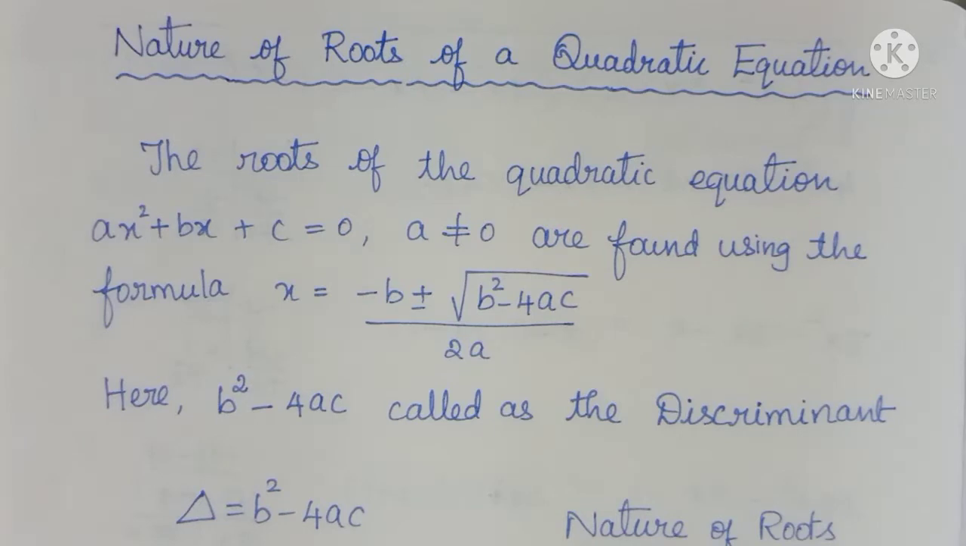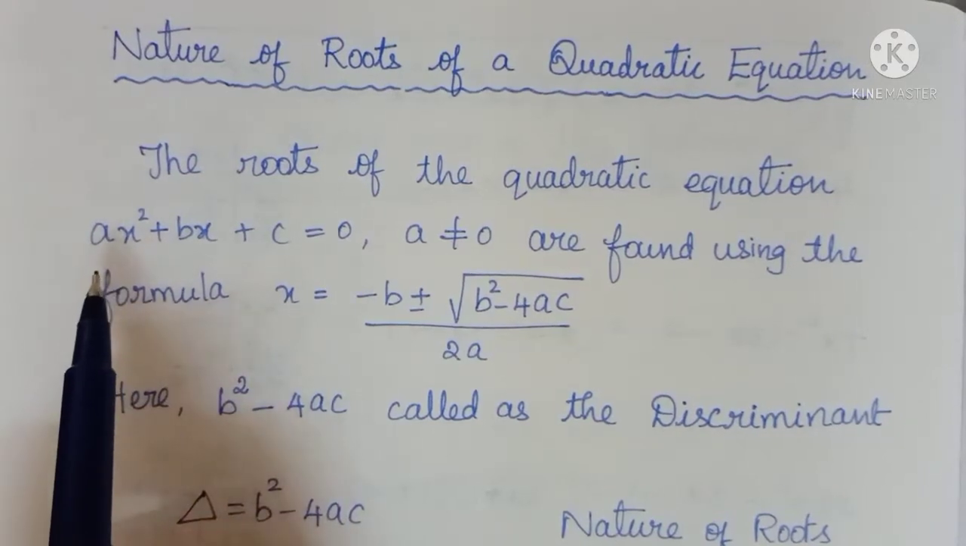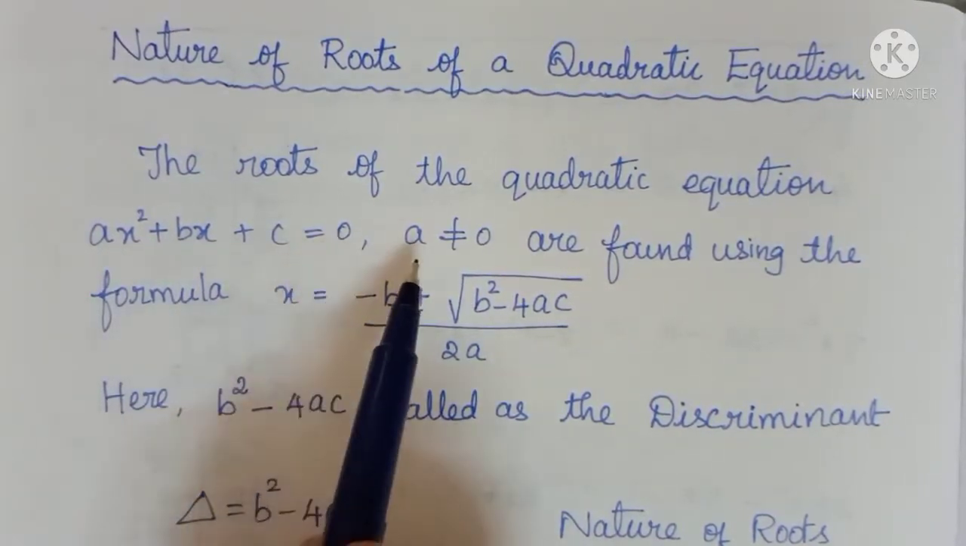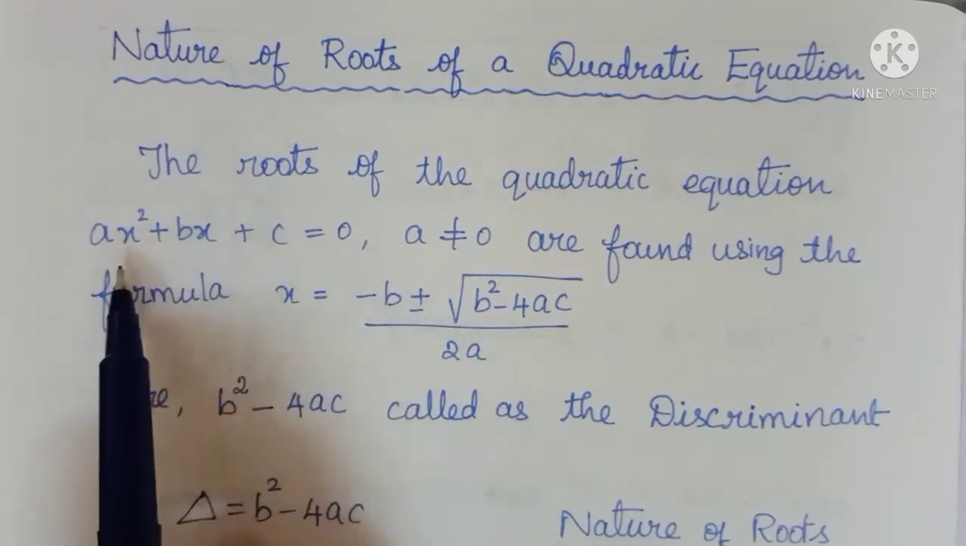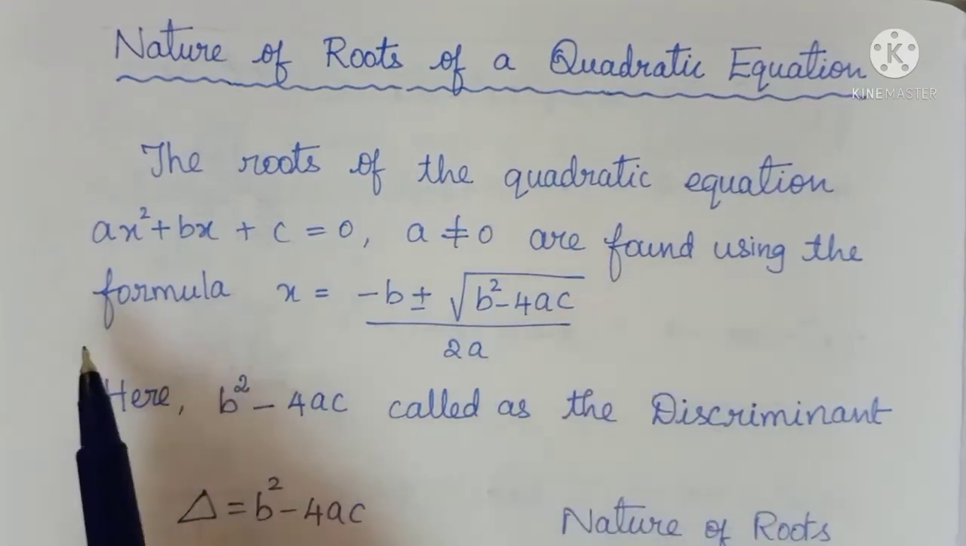Now we are going to see the nature of roots of a quadratic equation in algebra. First we are going to see the quadratic equation form. What is the quadratic equation form? The general quadratic equation is ax squared plus bx plus c equal to 0, and a not equal to 0. That is the quadratic equation everyone knows. Its roots are found using a formula.